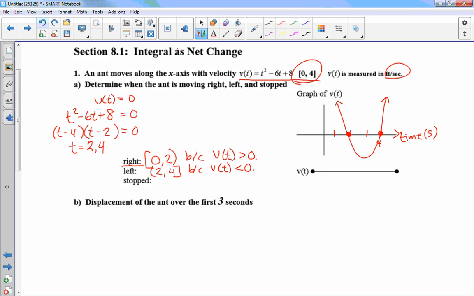And when is the ant stopped? Good. And why do we know that? Because v of t is 0. Well, it's changing from negative to positive. At 2 seconds, because v of t equals 0.